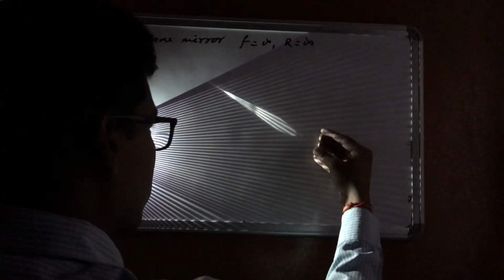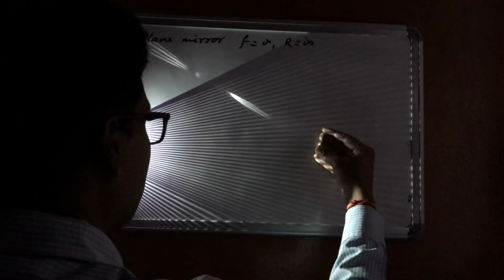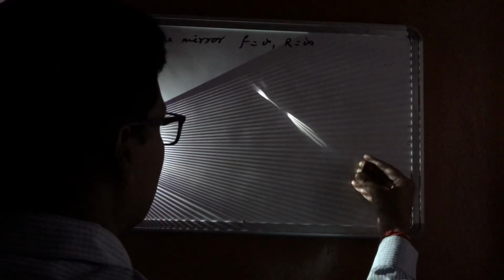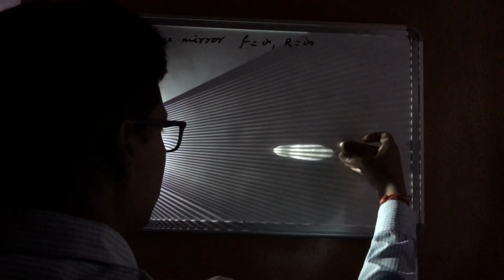You can observe here. Look at here. How do they converge at a point? But after meeting at the focus, they again diverge. They move away from each other. You can see clearly. But after reflection from this concave mirror, they converge and they meet at a point. You can clearly observe.